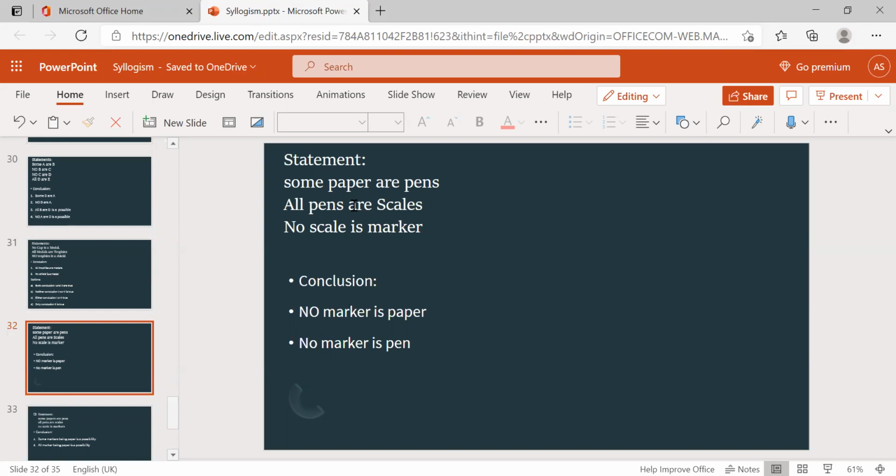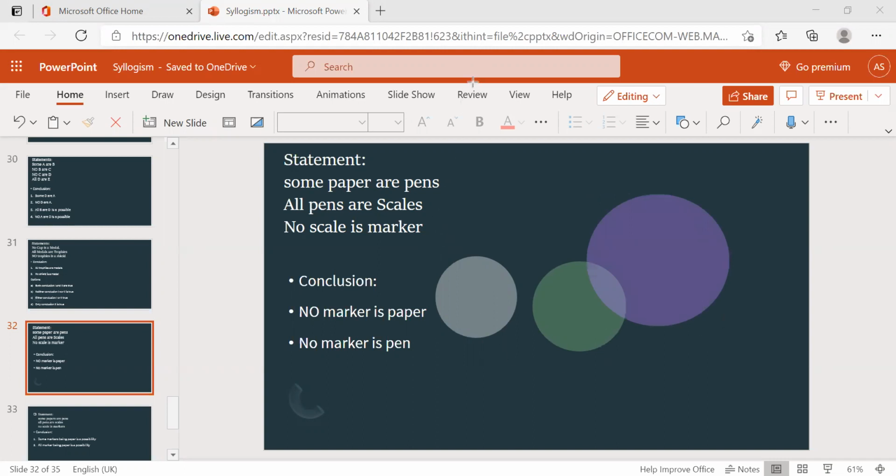Now let's check some statements. Some papers are pens. All pens are scales. No scale is a marker. Draw the Venn diagram first of all. I have papers, and then I have pens, and all pens are scales. Then no scale is a marker. Marker is also one of the circles.